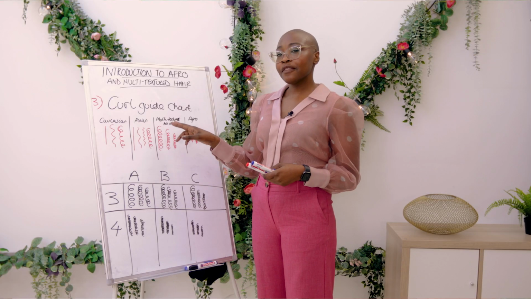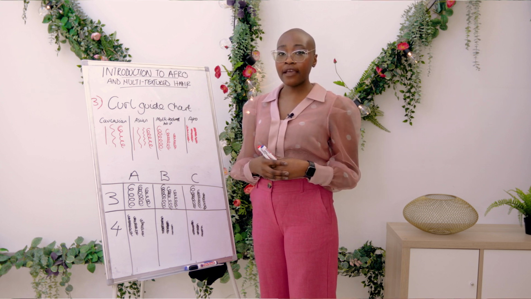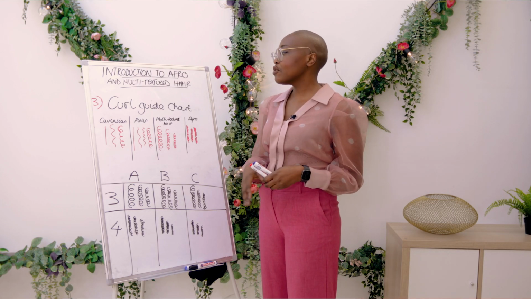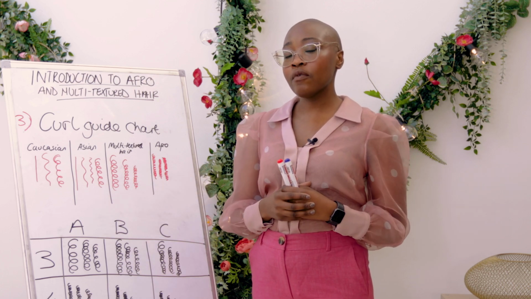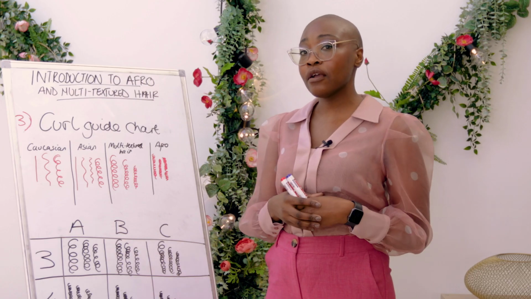Okay, so we're on our third key point that we're going to be looking at. We've already looked at the structure of the hair, and we discussed in detail a little bit more about the changes that can be made to the hair as well. So now we need to actually look at the curl guide chart so we understand specifically what are the differences within the curl structure itself when we look at the hair closely.